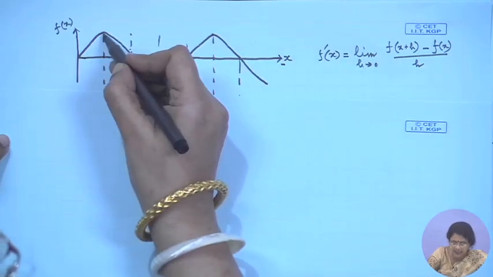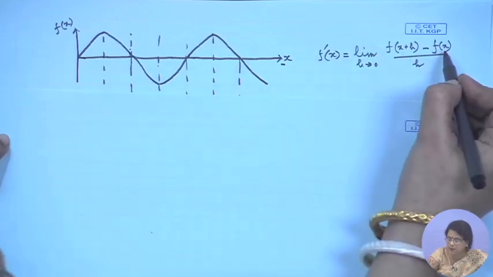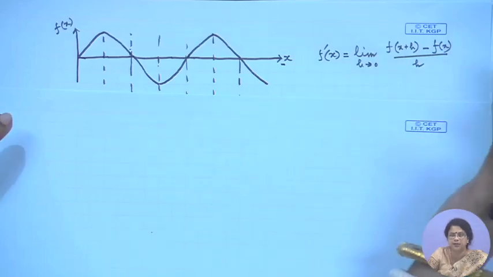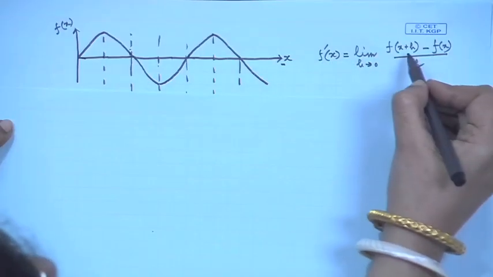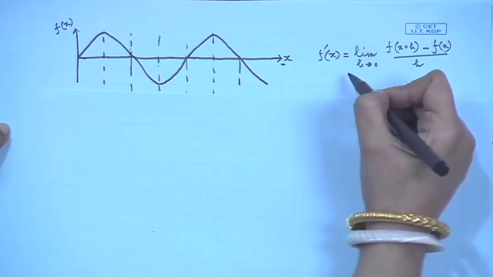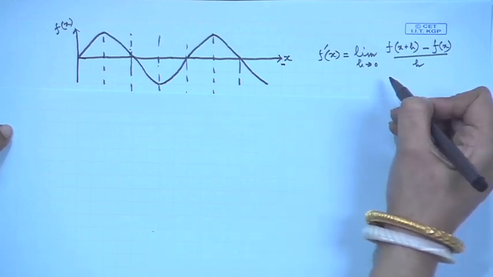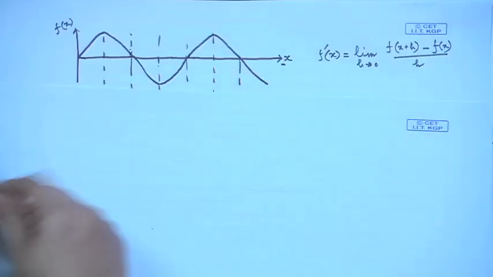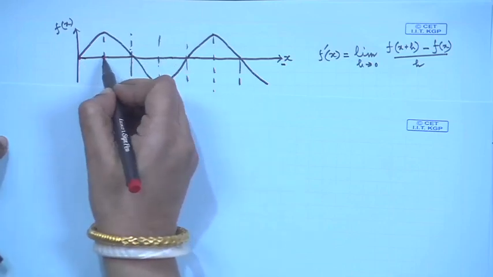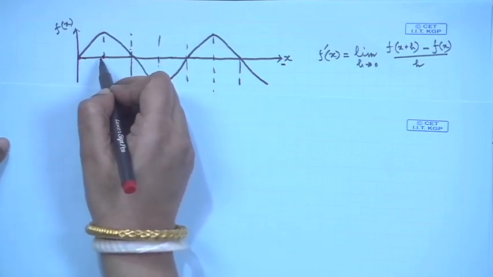Since the function is increasing, x is there and x plus h is situated on the right hand side of x. That is why f(x plus h) would always be greater than f(x). So the numerator is positive, and h is always positive. That is why the first order derivative of f will always be positive for an increasing function. If I move from this point to this point, we will see that the first order derivative will be positive.